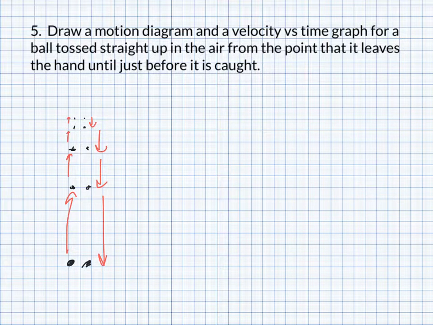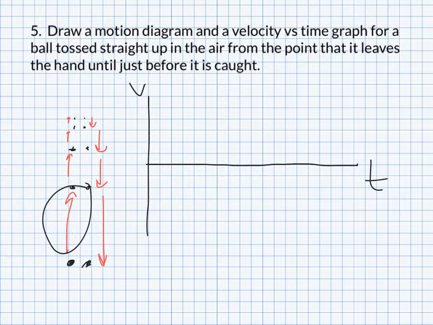Now let's do a velocity versus time graph. Velocity and time. Well, the ball starts with an upward velocity, and it starts off with a very big upward velocity. So I'm going to start out up here with that upward velocity. And as it goes up, those arrows get smaller and smaller and decrease until it gets to the very top. And at the very top, really, it's not moving. So it's going to cross the x-axis somewhere.